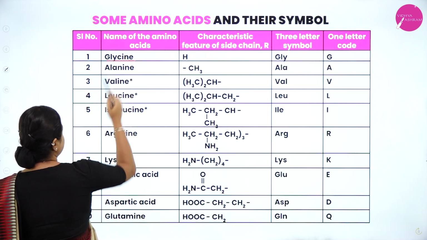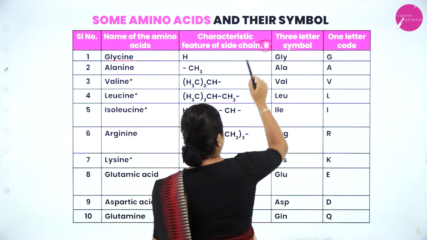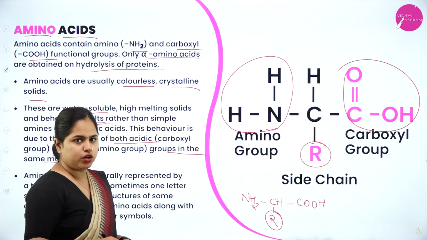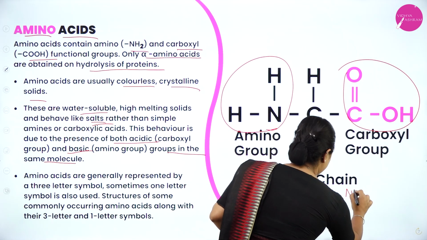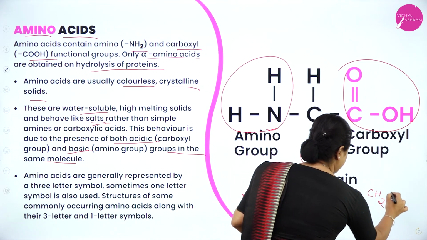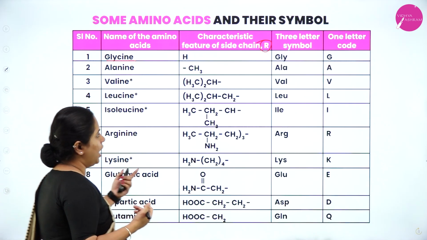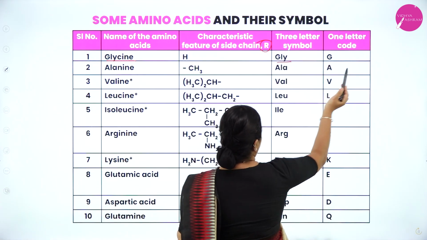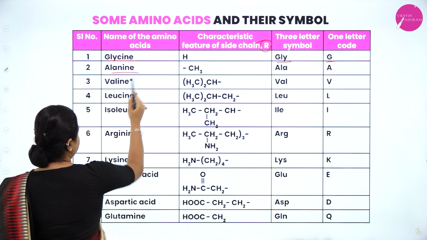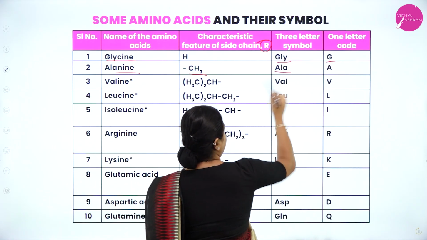The first one is glycine, and the characteristic feature of the side chain, that means which R group we are taking, based on that we'll get different amino acids. So glycine, in this general formula, is NH2CH with R which is also H, so it becomes NH2CH2COOH. This is called glycine, and the 3-letter symbol is GLY and the 1-letter code is G. Either of these two you can use. Now the next one is alanine, wherein R is CH3, a methyl group. It is represented as ALA or A.